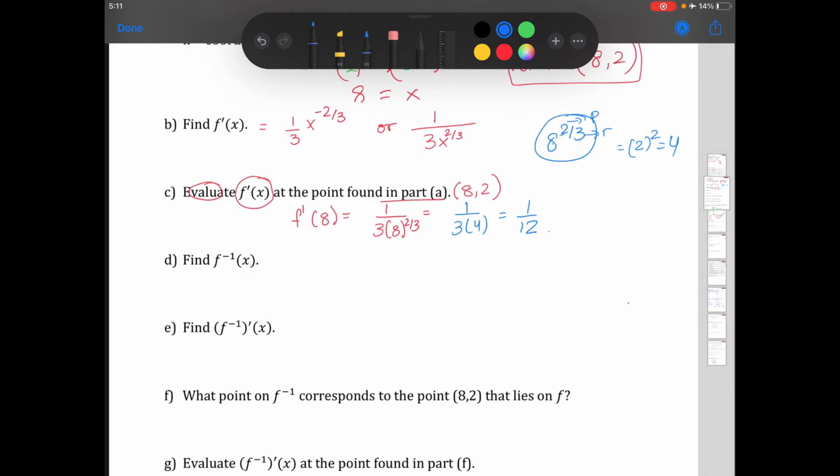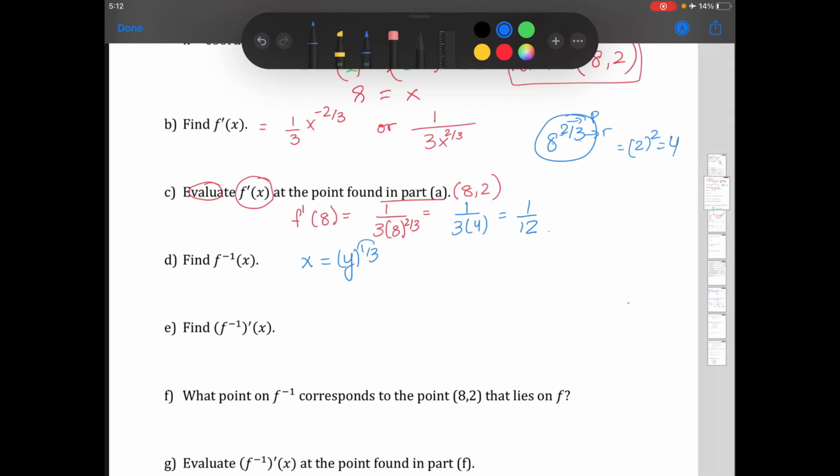Now I want to find the inverse of f. Remember, inverse means switch the x and y. It's the reflection over the line y equals x. So my function given to me is y equals the cube root of x. So I'm going to switch the x and y. So x is equal to y to the 1/3 power. Can I rewrite it like that? Or the cube root of y is also fine.